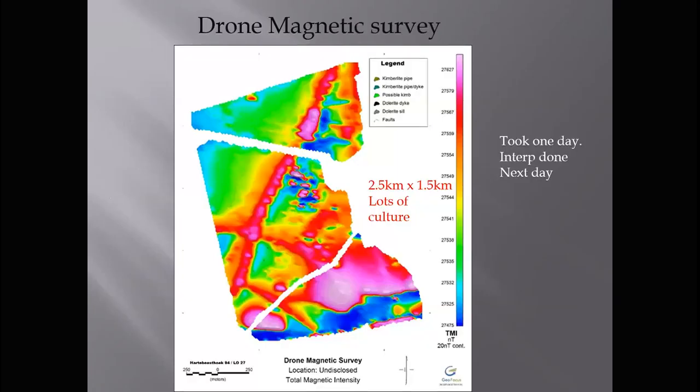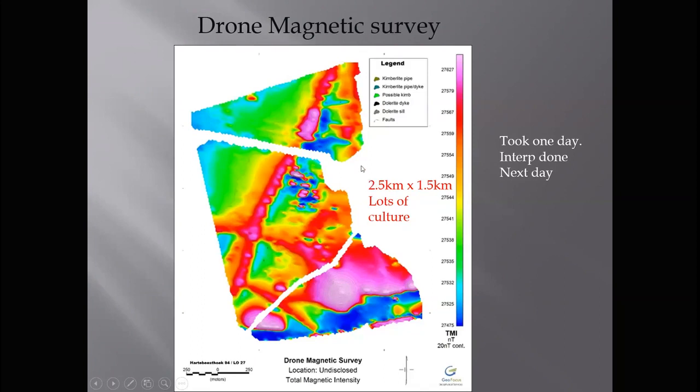So here's a quick example of a drone survey we flew. This is looking for kimberlites somewhere in South Africa. This area is about 2.5 kilometers long by 1.5 kilometers wide and was full of culture. There were lots of power lines. That's what these white caps are. Farmhouses, mines, all sorts of nonsense.